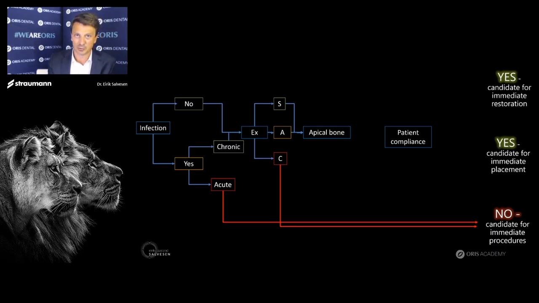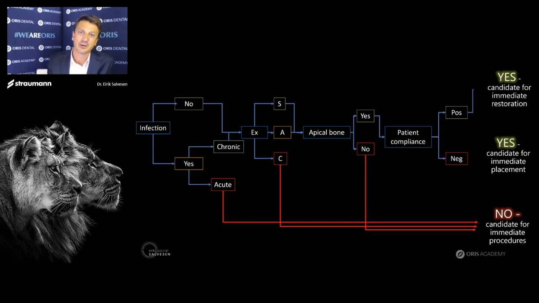Is there apical bone? Because apical bone is basically the key in many of the posterior sites. Is it a yes? Go on. Is it a no? Wait with the immediate procedures. And the last thing to consider: is the patient aware that you're doing a complex procedure? Are they able to avoid chewing on the tooth and take care of it in the same way? If they are, it's even a candidate for an immediate restoration. If not, it might be a candidate for immediate placement, but definitely not for immediate restoration.